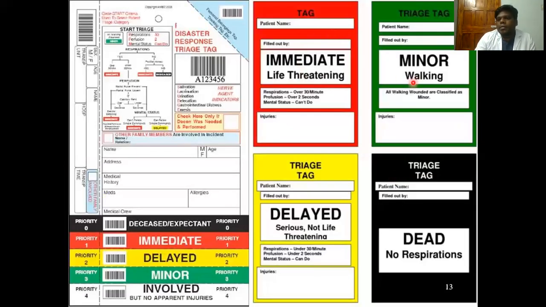Here again they are giving tags. Here they are giving life threatening. And this is for minor, walking individuals and dead individuals. And these are delayed, serious, not life threatening. You can see red, green, yellow, and black.